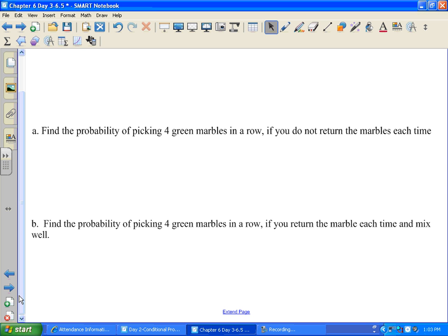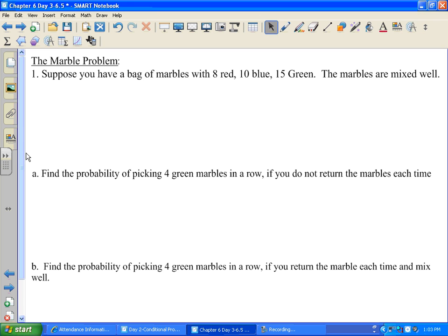The only thing I want to talk about real quick is the idea of replacement versus non-replacement, because the probabilities change if you put the marble back in the bag versus if you don't. I'm only going to list the first one: picking 4 green marbles in a row if you don't return the marbles. Hopefully you're going to say it's 15 over whatever that total is, 18 and 15, 33.